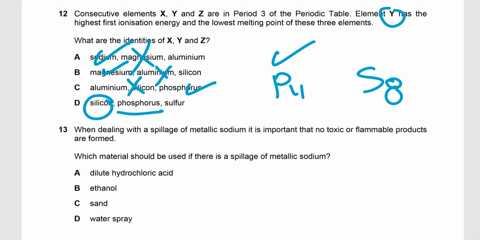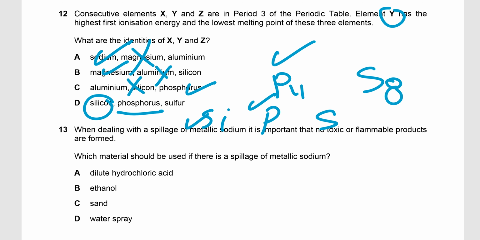Now, what's the first ionization energy? Highest. Why? Because you can see from the periodic table, silicon, phosphorus, sulfur. The ionization energy is increasing as you go from left to right. Yes, it's correct as a general trend. So this is the lowest, then phosphorus.